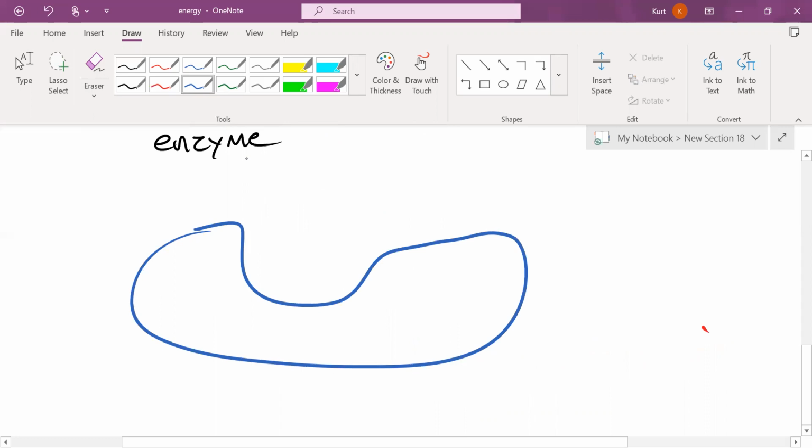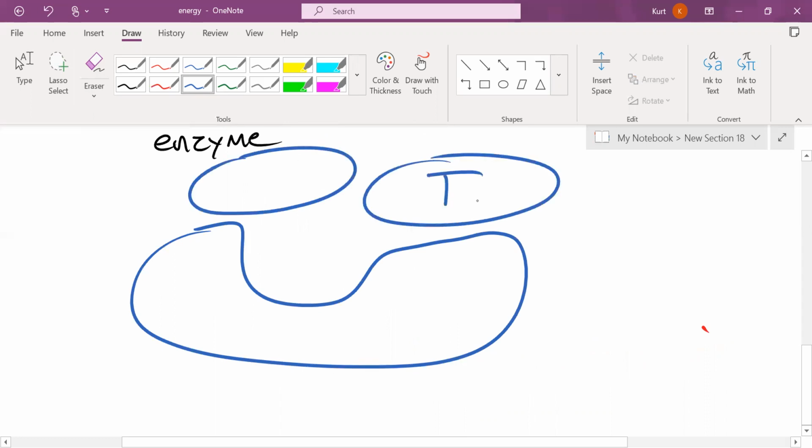What if I have a substrate and an inhibitor and they want to go for the same spot? Competitive. Good. All right.